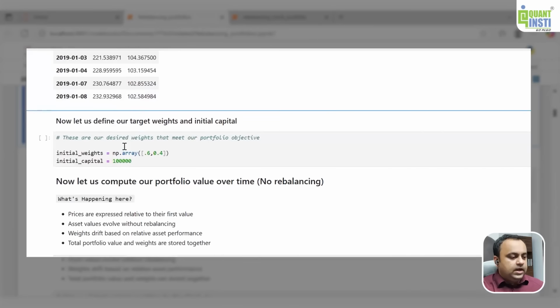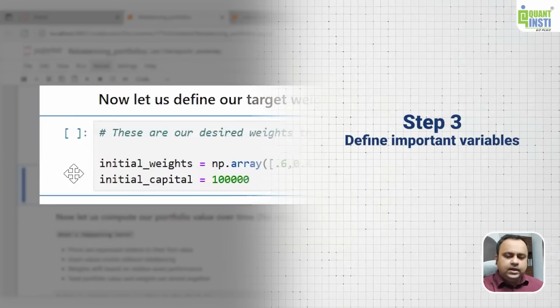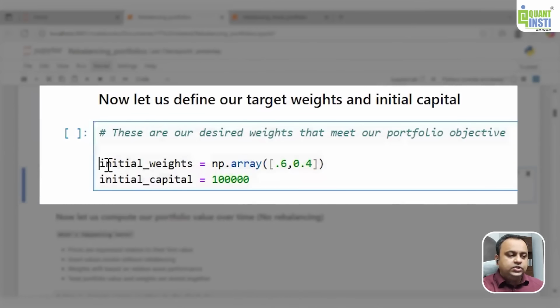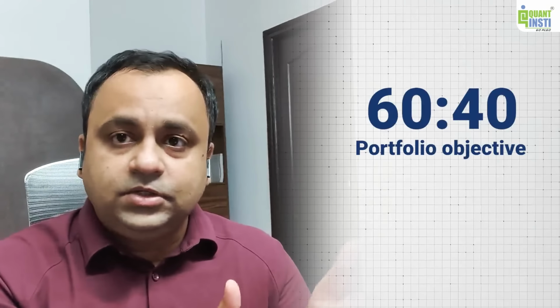Moving on, I set certain important variables, and that is firstly the initial weights. Now, initial weights are also going to be loosely called by me the target weights. You have to understand that the 0.6 and 0.4 ratio of this allocation is my portfolio objective.